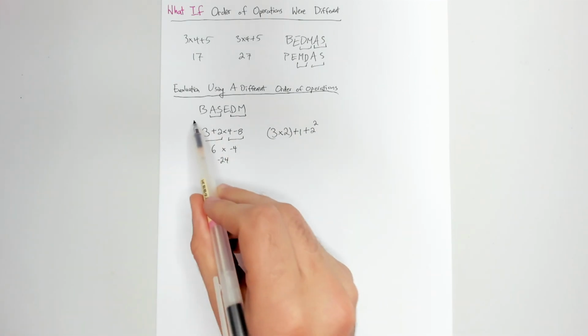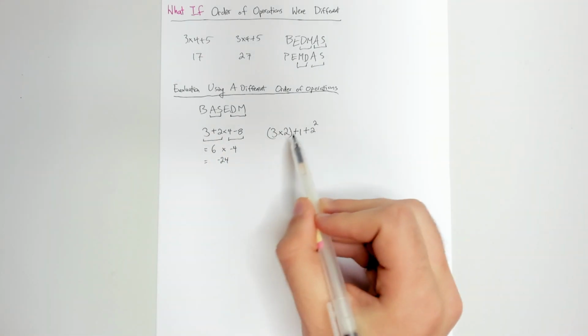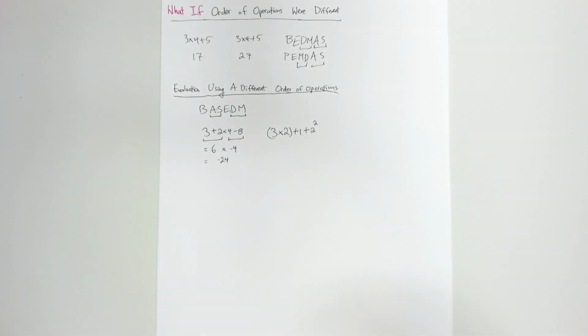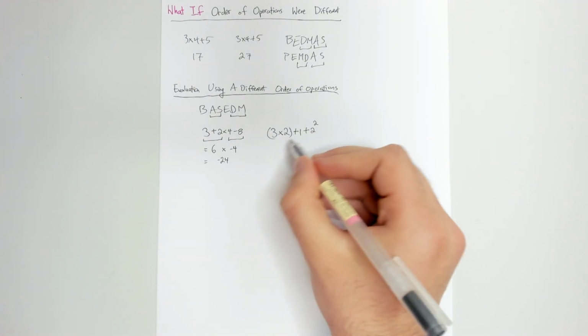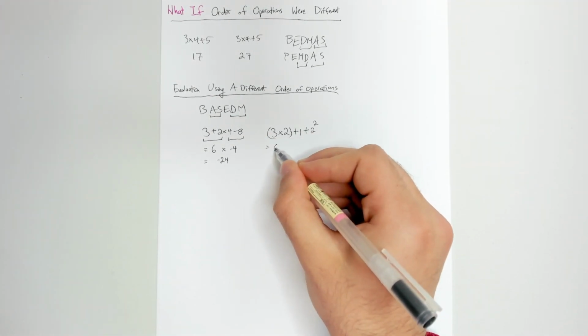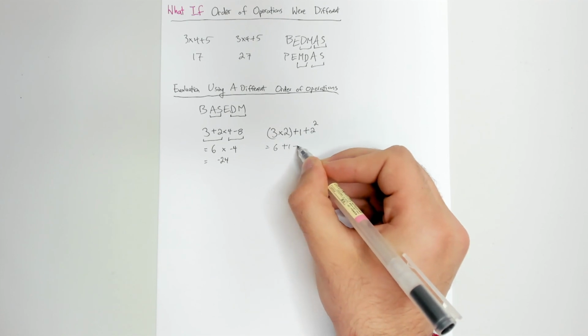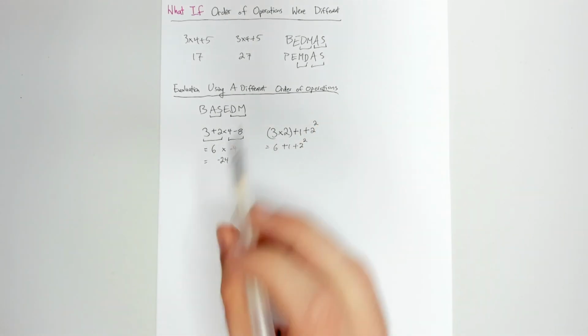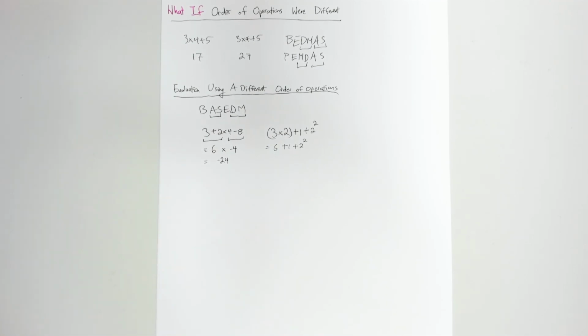So in this situation, we have parentheses, right? And we actually need parentheses here in order to have multiplication occur before addition. The parentheses tell us to evaluate this, and we get 6. Then we have plus 1 plus 2 squared. You might be tempted to evaluate the 2 squared here, but notice addition comes before exponentiation.